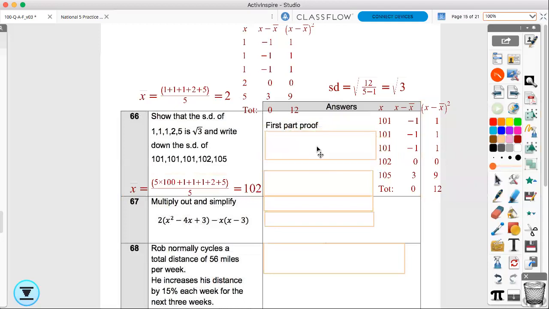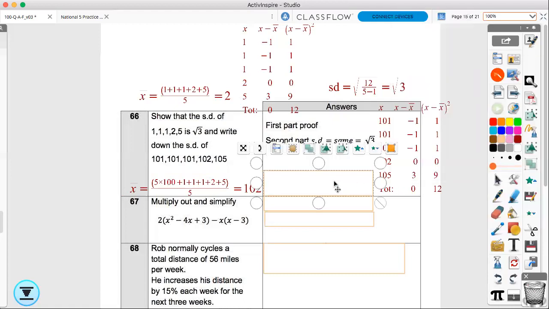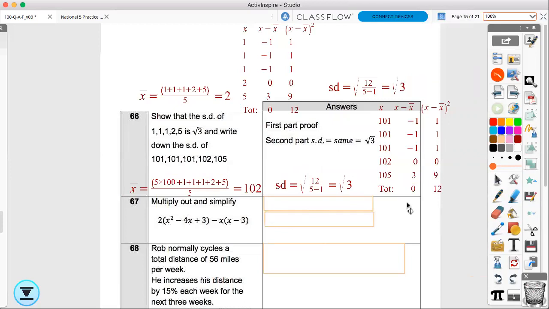So the first part to get a mark, we prove it. And the second one, you just do the standard deviation, which is the same thing, √3. So we've just shifted all the data points by adding 100 to it. So that means we shifted the mean, but the standard deviation stayed the same. So if we had like, what we call a bell curve for that data, we've just shifted it by 100.